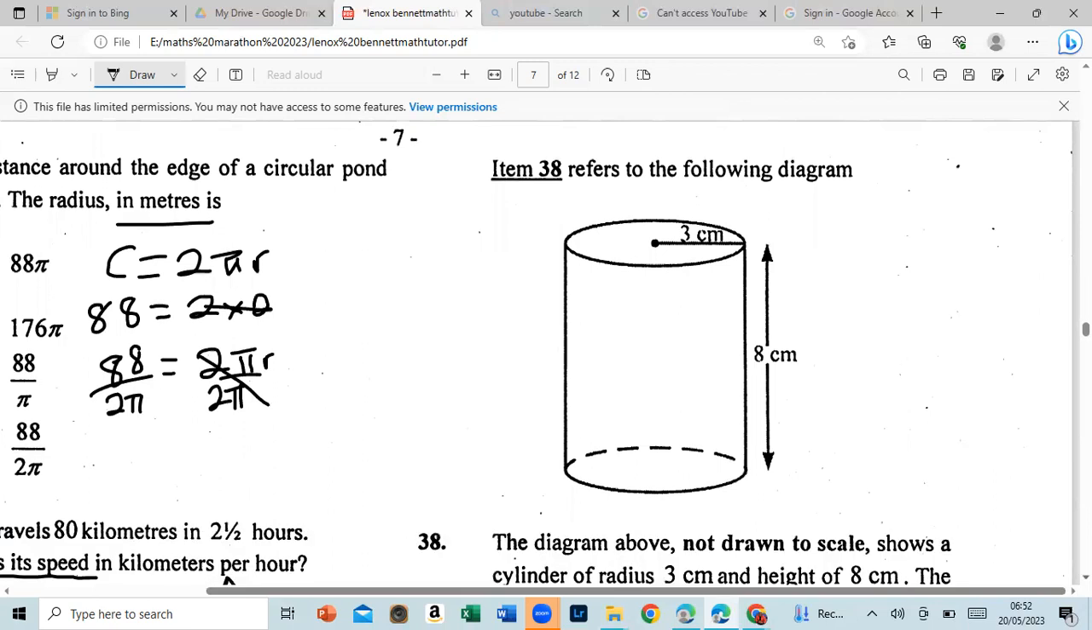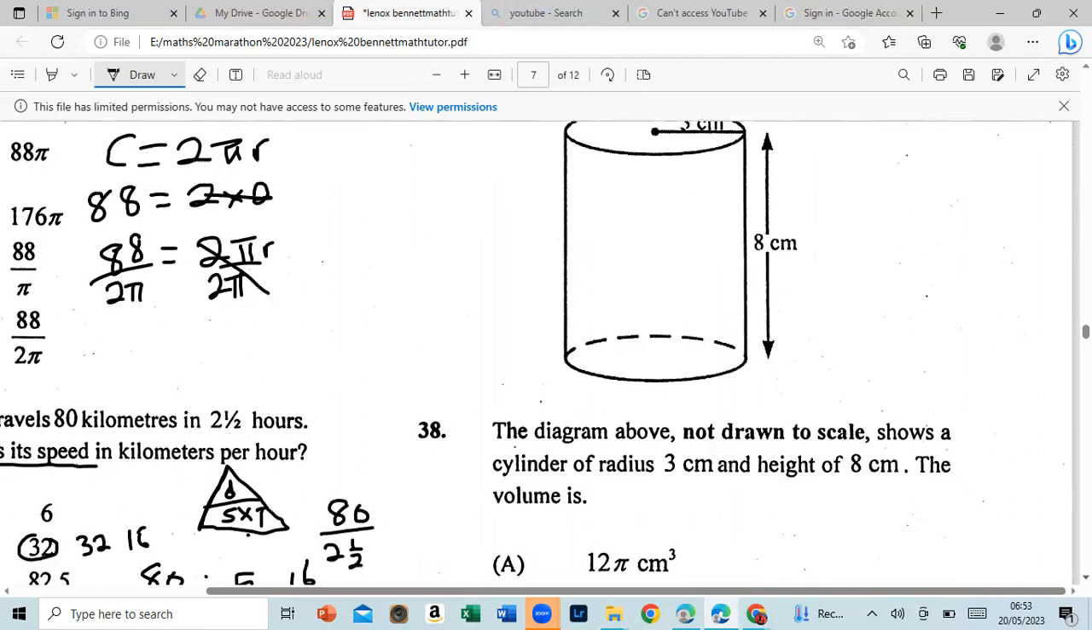Alright. Item 38 refers to the following diagram. The diagram above, not drawn to scale, shows a cylinder of radius 3 cm and height 8 cm. The volume is, and notice they give you pi again. So how do we find the volume of a solid? First, we find the area of the base, which is what? A circle, right? So I'm going to put that in perspective. For all 3D shapes, we find the area of the base and multiply by the height. So since it's a circular base, we find the area of the circle.